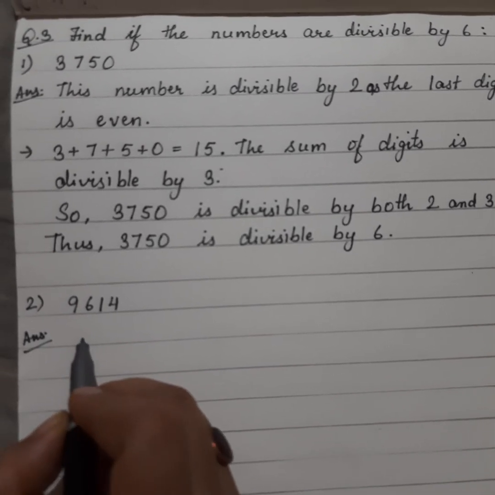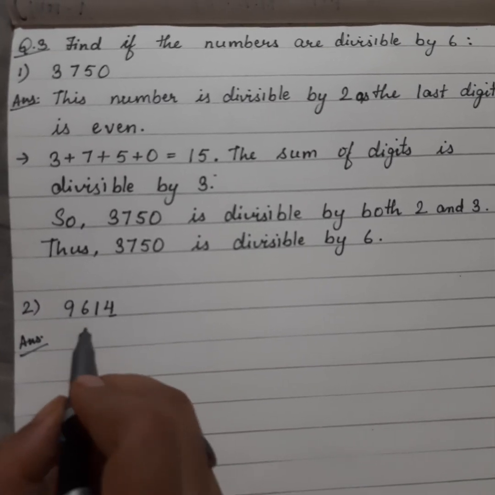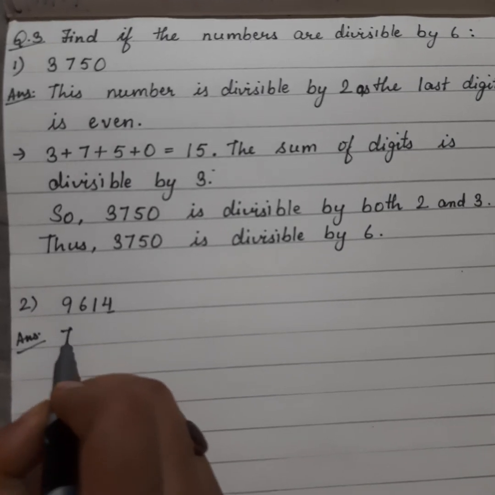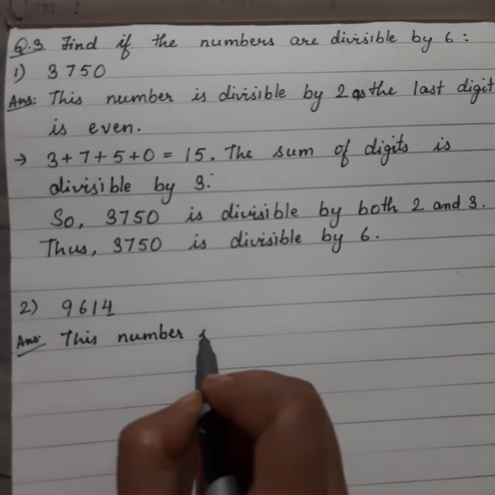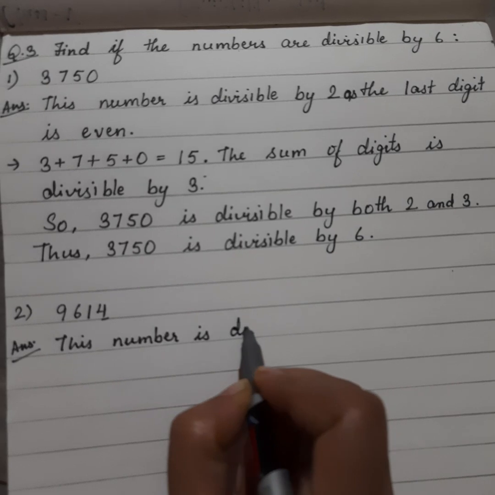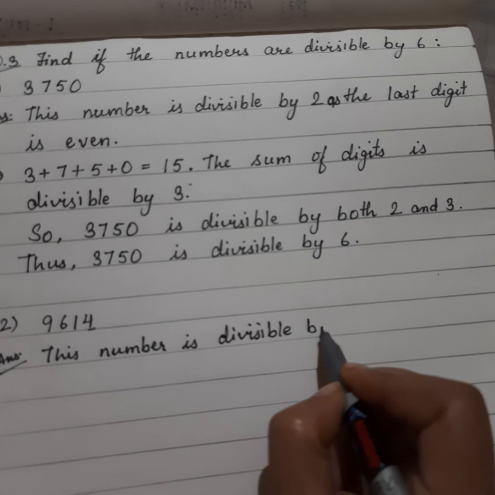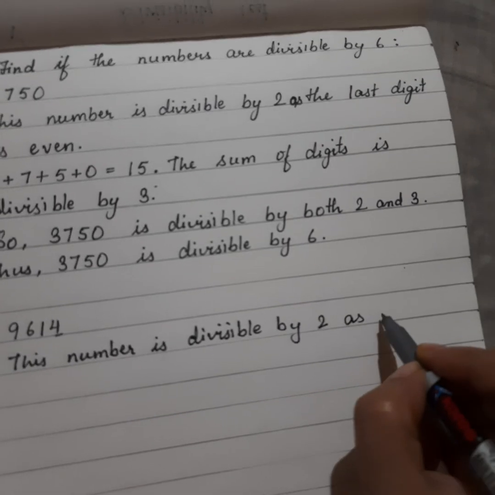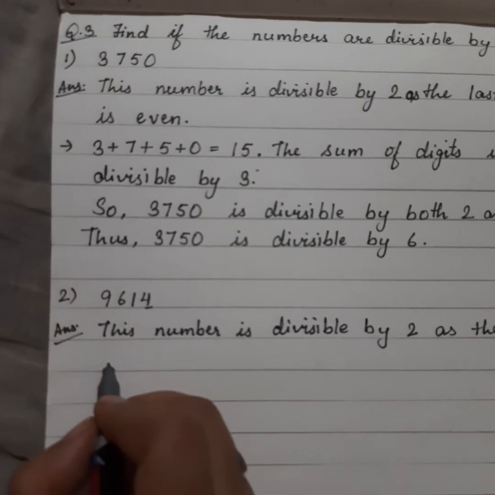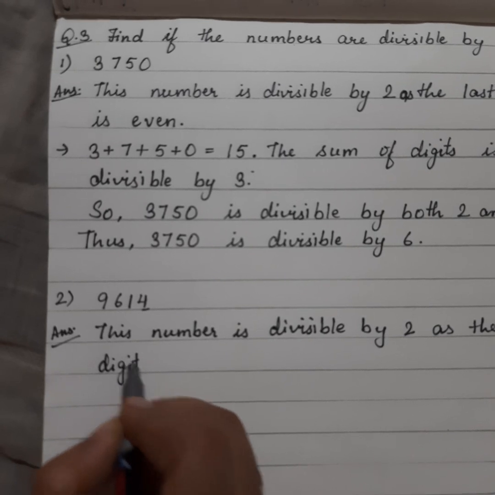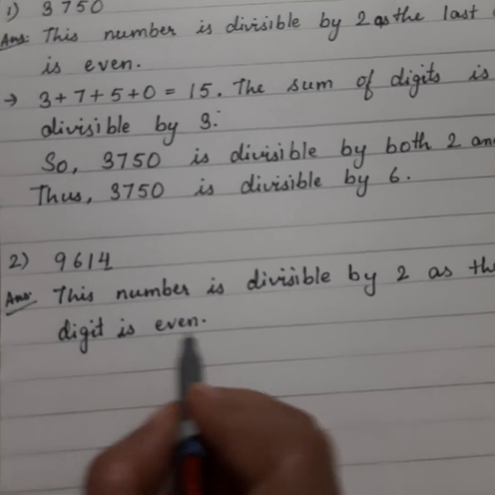9614. First step, you have to see whether the given number is even or not. So you can see here it is an even number. So you will write here this number is divisible by 2 as the last digit is even. Then this first step we have done.